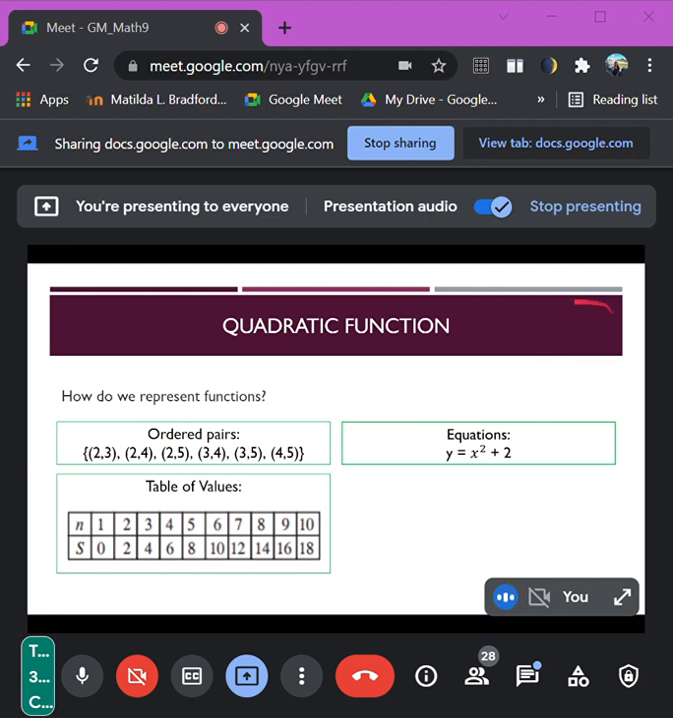So this one is an equation that we showed here. But later on, you can identify how you are going to get the values of y and values of x using the equation only. Okay?